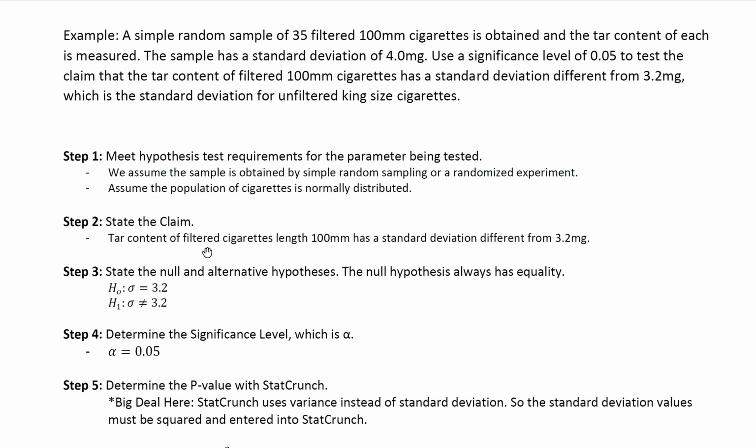Now we state the claim. The claim is that the tar content of filtered cigarettes length 100 millimeter have a standard deviation different from 3.2 milligrams. Being different means that it could be less than or greater than. So under my alternative hypothesis, I'm going to use a not equal to. I also use the sigma form because this is the population standard deviation. The significance level, or alpha, is 0.05 as stated in the problem.